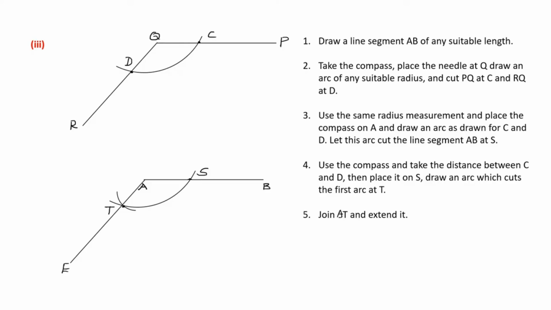So now if you see the first angle given to us, angle PQR is equal to angle EAB or BAE. So it's equal to angle EAB. So now we have copied this angle. So I hope you've understood the steps of copying angles. Follow all these steps given here.